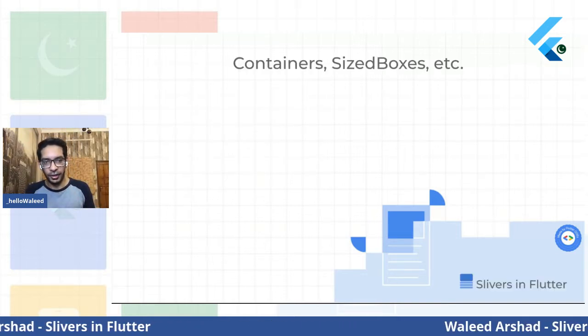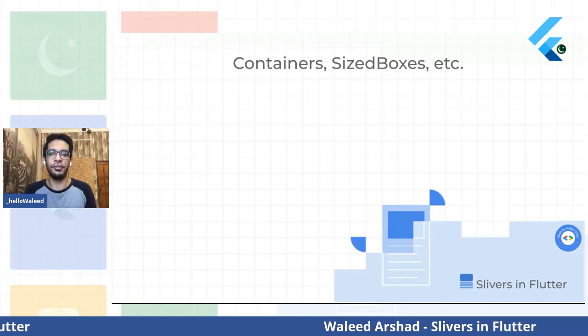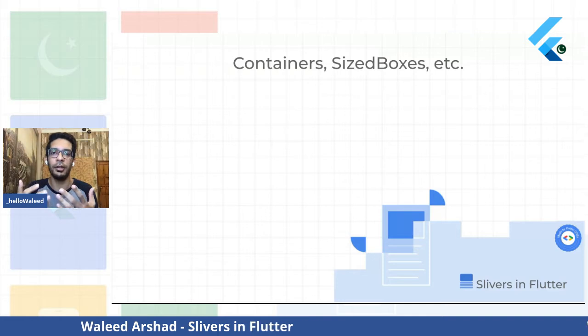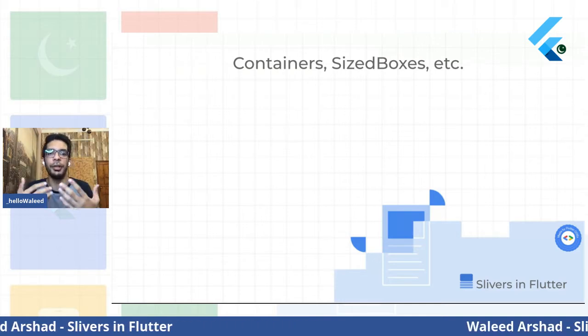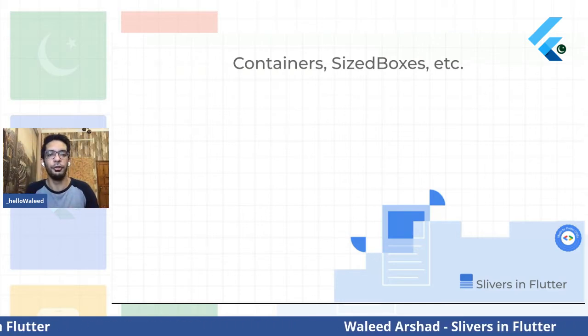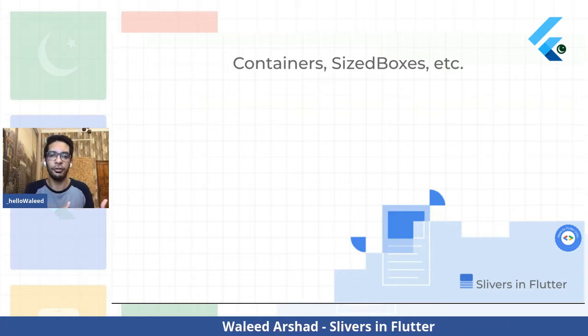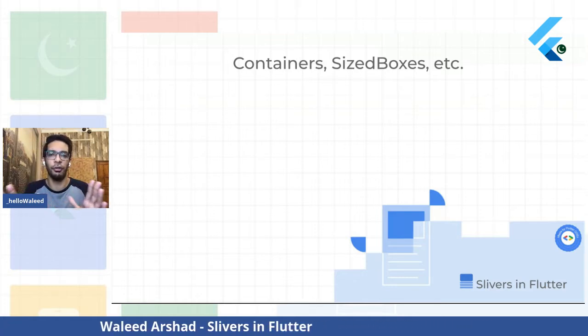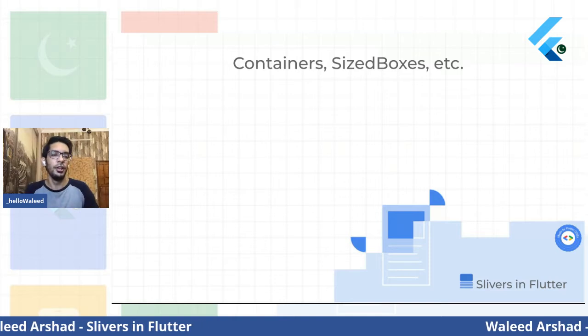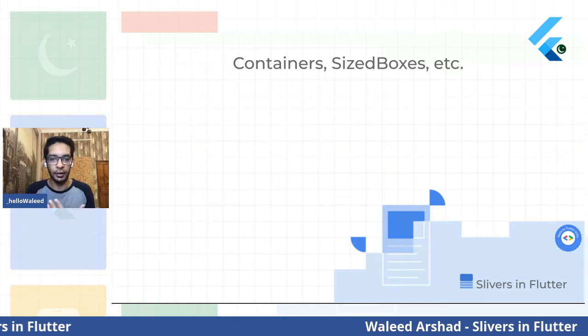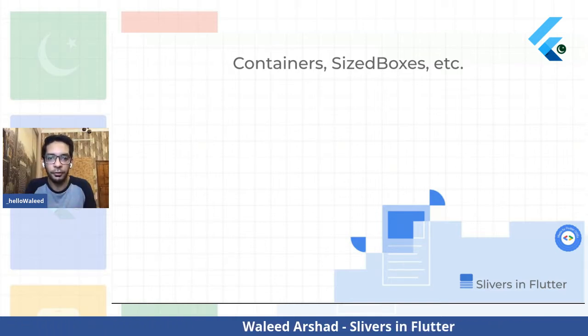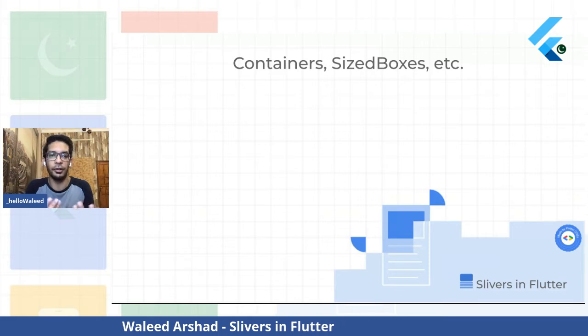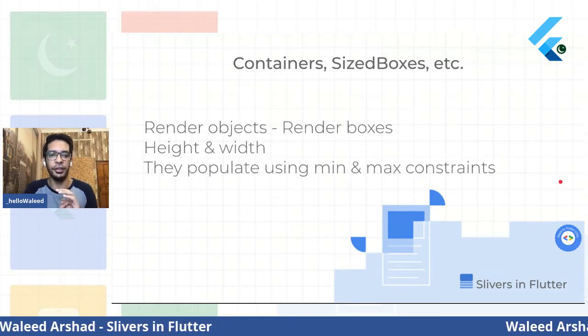Before we discuss anything about Slivers, let's go back and see what the normal widgets are and how they behave in a normal UI. We have containers, we have size boxes, we have all other widgets which are not scrollable, which are normal widgets. How do they react? How do they build themselves up? What are their nitty-gritties? Let's see that.